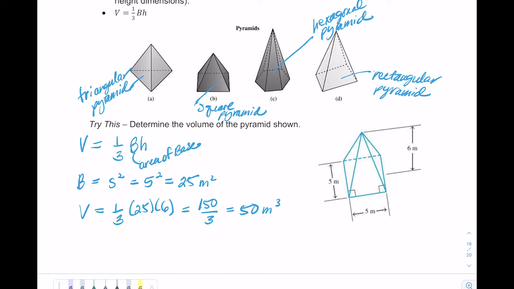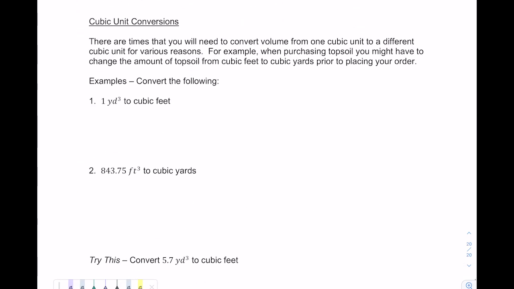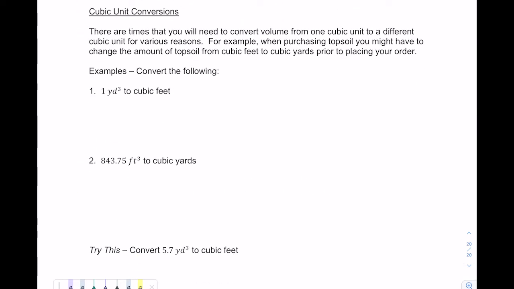Okay, in the last set of examples, we're going to look at unit conversions again, which is important because our labels are not always going to be the same. We might have to convert from cubic inches to cubic yards and so on, or cubic yards to cubic feet. So, for example, let's say you're purchasing topsoil, you might have to change the amount from cubic feet to cubic yards prior to placing your order. So you would need to know how to do that.